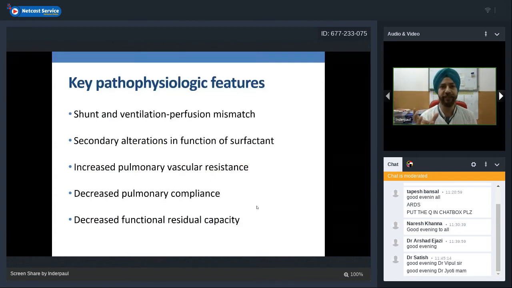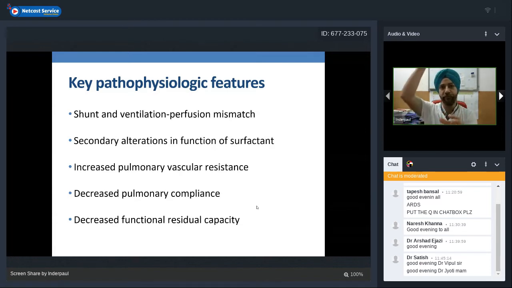What happens in ARDS is that some of these balloons shrink in size. Why do they shrink? Because there is loss of surfactant, there is atelectasis of the alveoli, and there is filling of the alveoli with fluid. That causes shrinkage of the balloons. So you have some balloons which are large, and some balloons which are small.